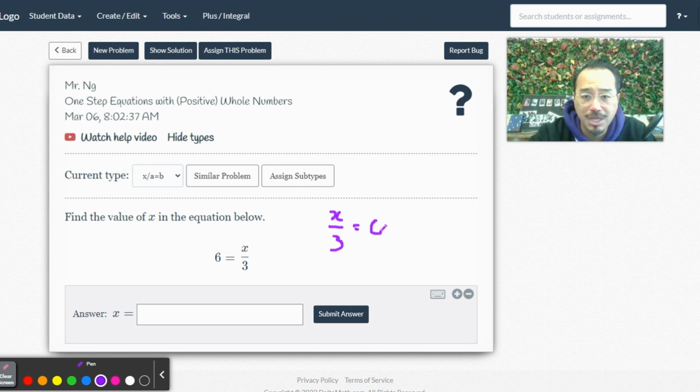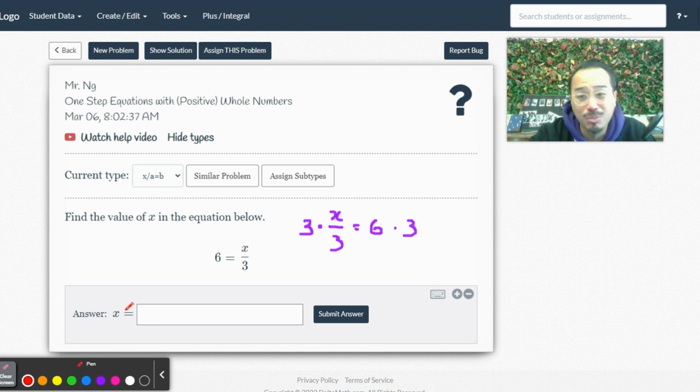Now here, what's the operation that's shown to you? Yeah, division, right? So what's the opposite? Multiply. So I'm going to multiply both sides by what though? Yep, by the very number I want to get rid of. I want x to be alone, but it's being divided by 3 right now. So you do the opposite with the very number you're trying to get rid of. So I'm going to multiply both sides by 3.